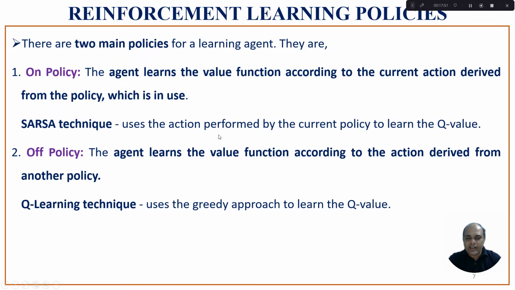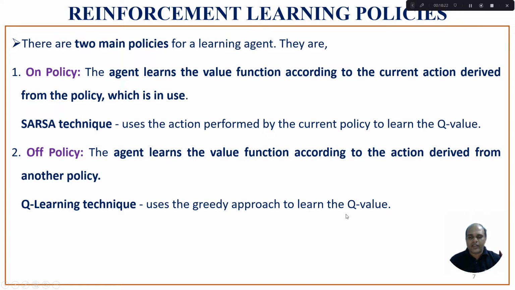So the agent learns the value function according to the action derived from another policy. Okay? Another way of determining the action. So based upon that, a Q table will be there. From the Q table, the details will be taken. The values will be taken for selecting the appropriate action. So here we try to use a Q learning technique, which is a greedy approach to learn the Q table.